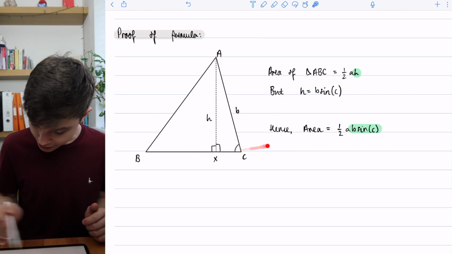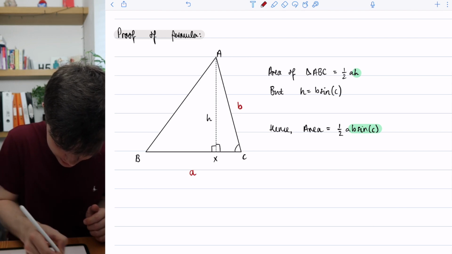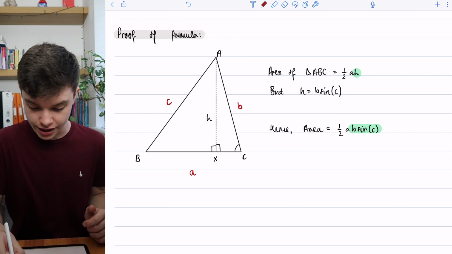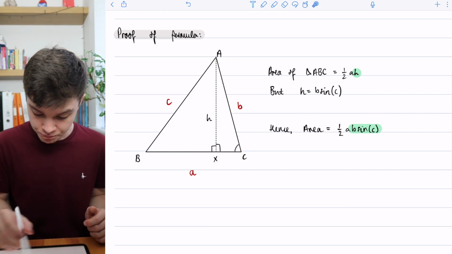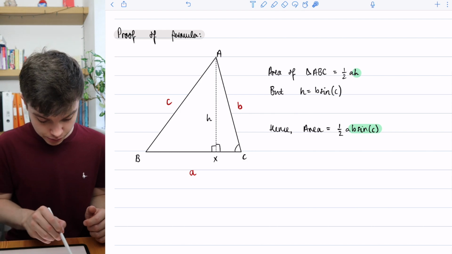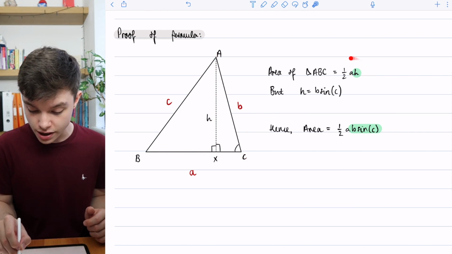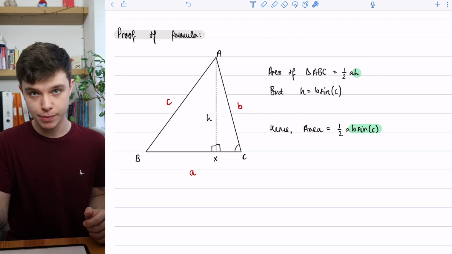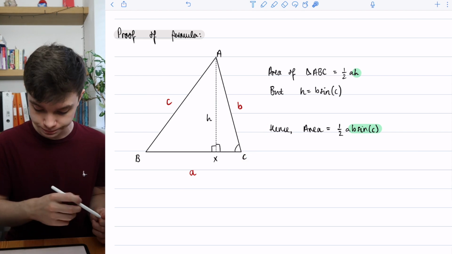This is the base, and I should really have labelled that on, sorry. This is side A, let me do that in red, that's side B, and that's side C. Hopefully you can see why, because they're opposite the labelled angles. So we've got a half times the base, which is A, times the perpendicular height, which is H. So that is just a different version of base times perpendicular height divided by 2. It's just the letters for this triangle.